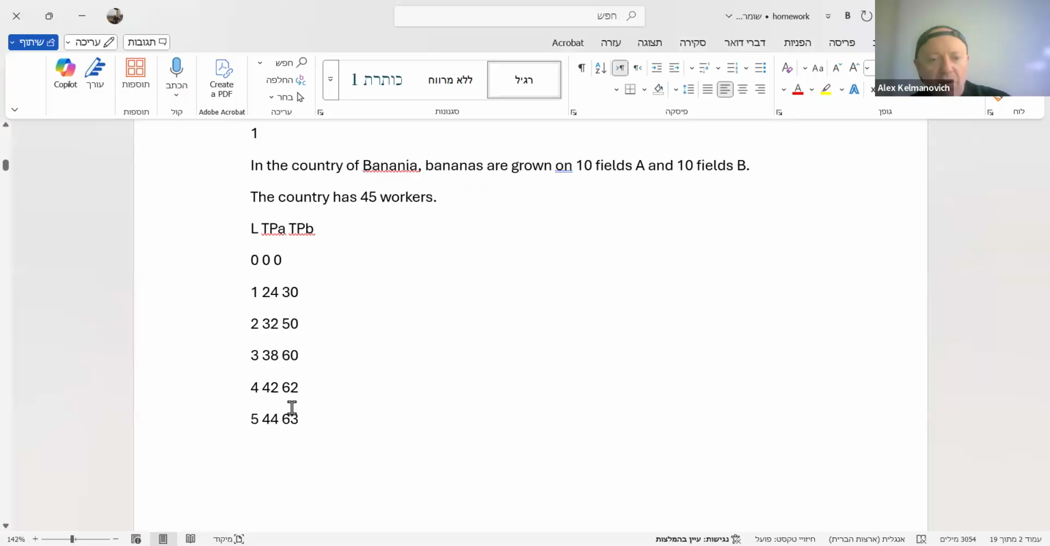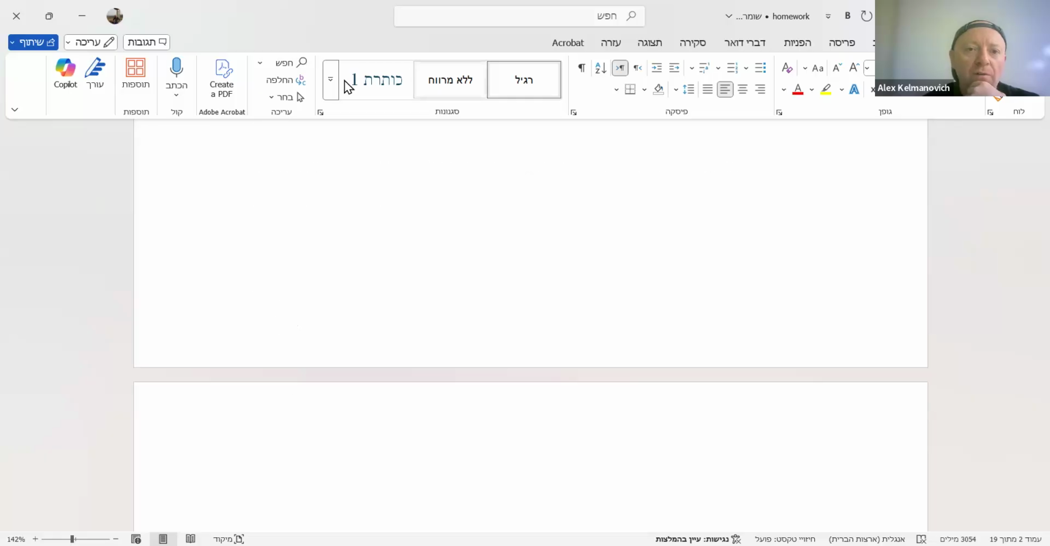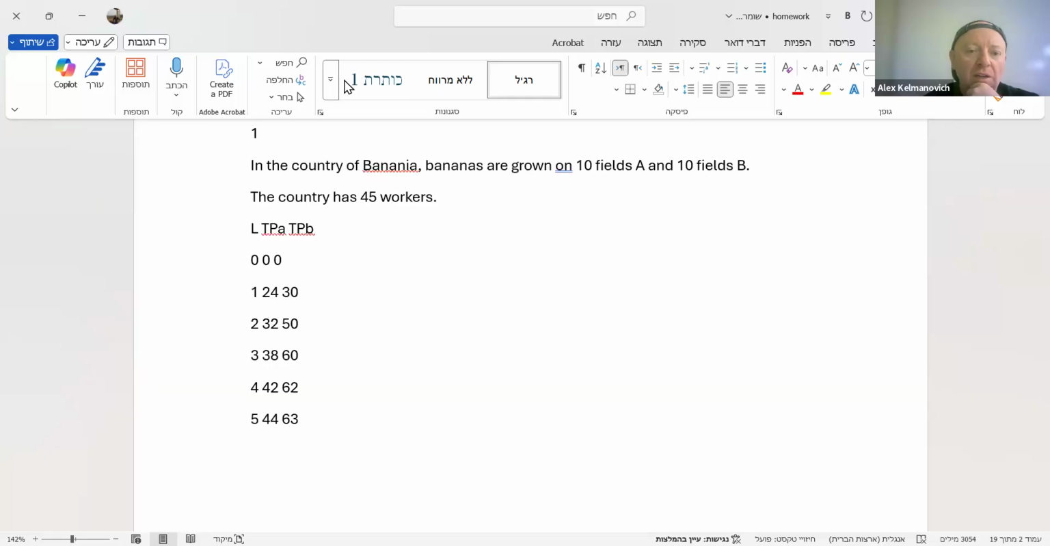Okay, so we have here 10 fields of type A, 10 fields of type B, and 45 workers. So first of all, let's calculate the marginal product on every field.